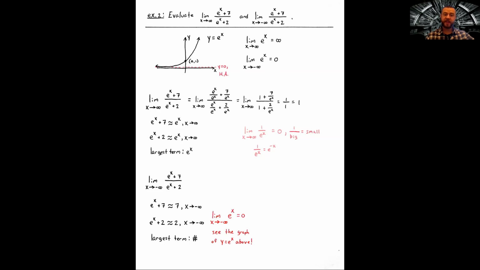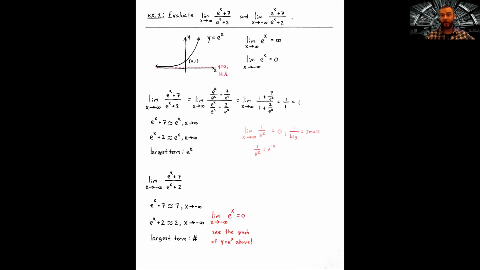All right, and what we have to be clear on is now as x is approaching negative infinity, there is a different largest term. So make sure you realize, look at the graph above, as x approaches negative infinity, e to the x is getting small towards 0. And what that means, as x approaches negative infinity, 7 and 2 are bigger than e to the x. So our largest term for this limit at infinity, as x approaches negative infinity, is not e to the x, the largest term is just a number.